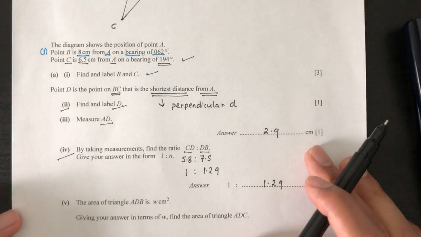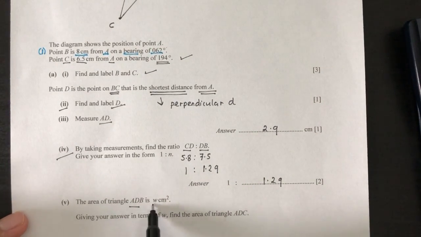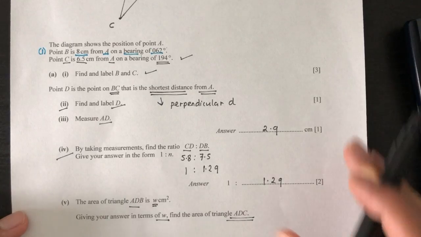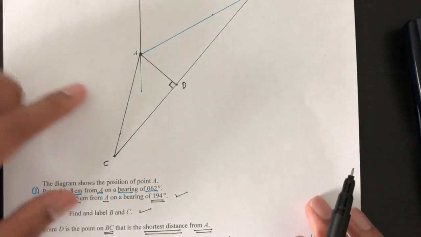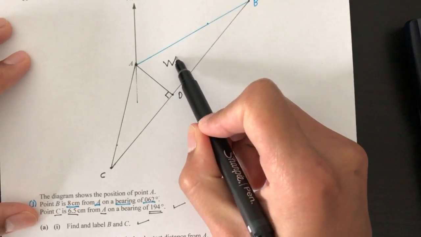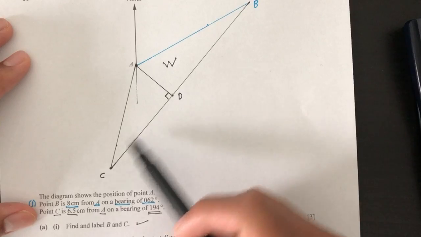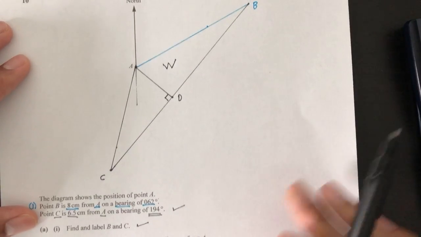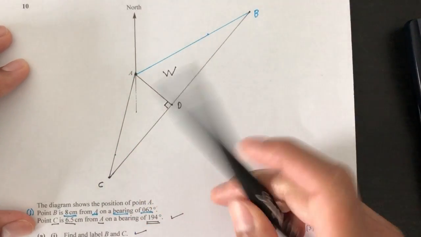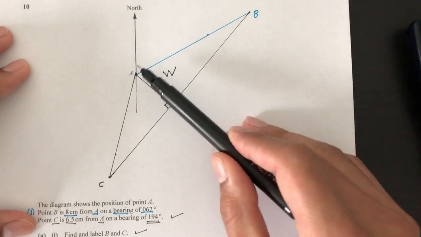Now the next one is, the area of the triangle ADB is W. Giving your answer in terms of W, find the area of ADC. So we are given that ADB is W. Find the area of triangle ADC. Pretty easy, as you can see. We can find the area of triangle ABC, then minus this one to find ADC.